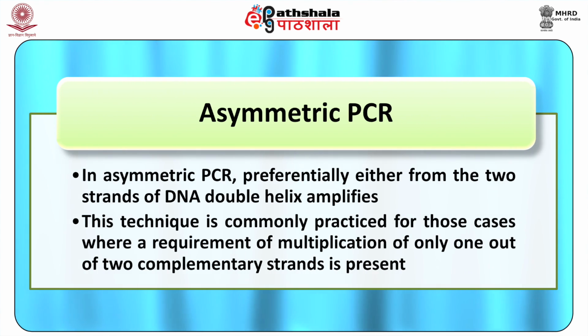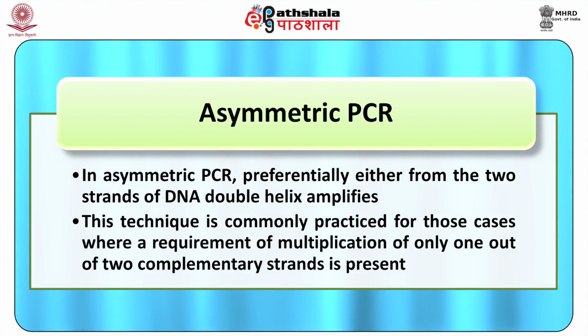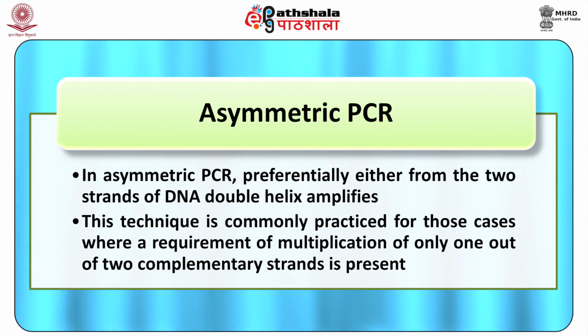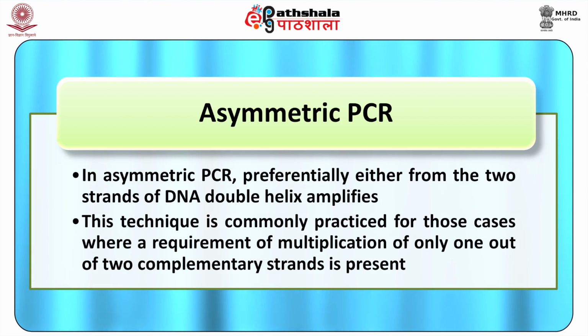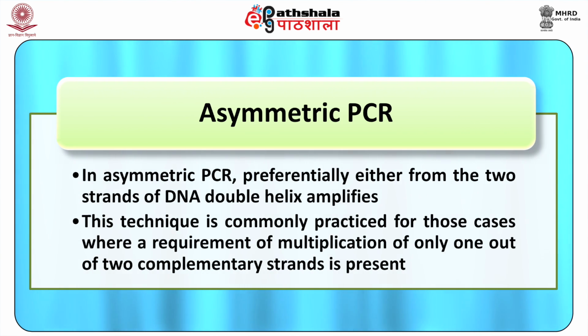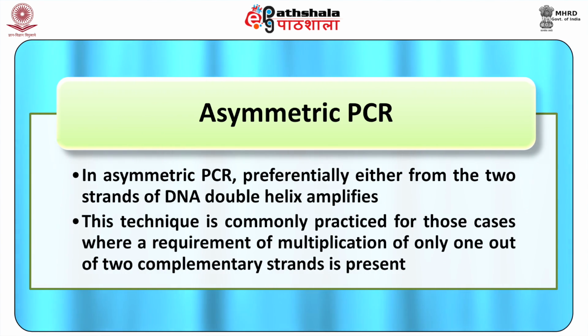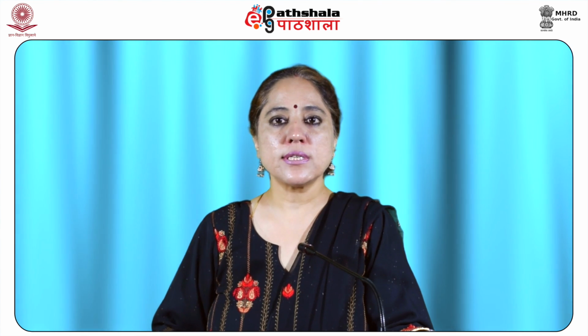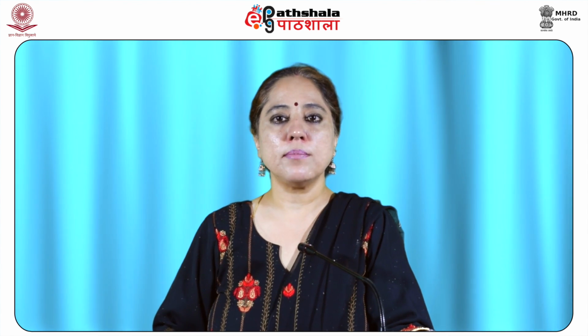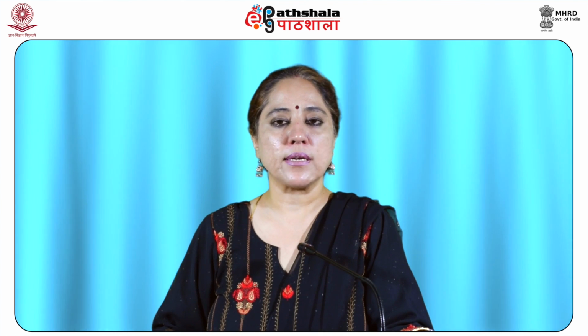Asymmetric PCR. In asymmetric PCR, preferentially one of the two strands of the DNA double helix is amplified. This technique is commonly practiced for cases where multiplication of only one out of the two complementary strands is required. Overload of the primer is required in this technique to amplify merely one of the two strands. Later, additional cycles of PCR are essential, as slow amplification occurs after the limiting primer supply has been consumed.